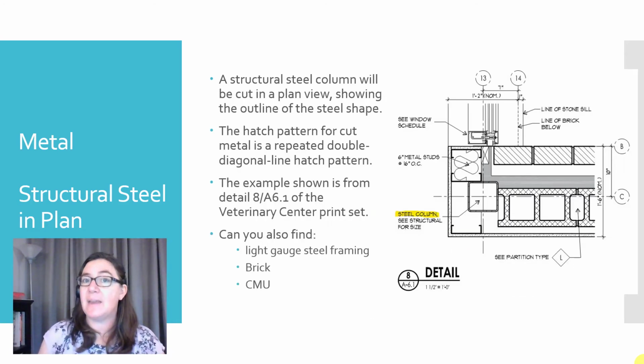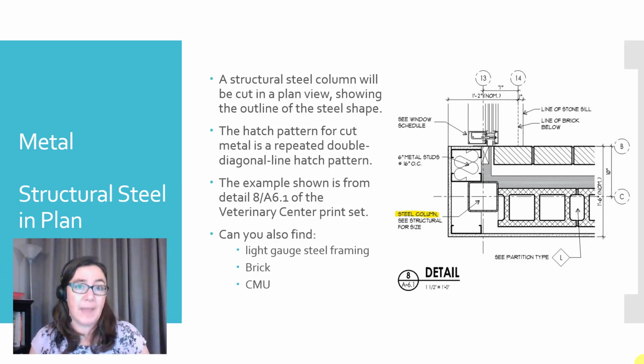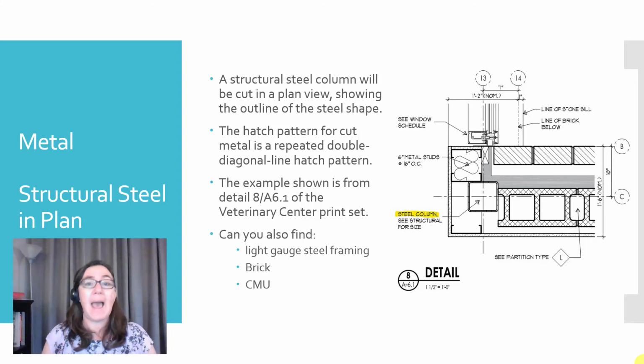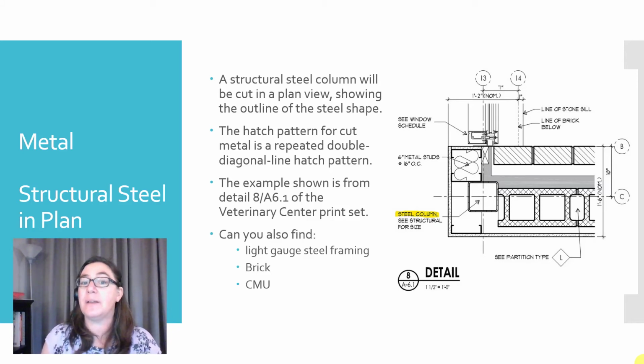Now, remembering that a plan view is a horizontal cut and then looking down, sometimes you'll see structural steel columns cut in plan views. And what you're going to see is the outline of the steel shape, and if the drawing is in a large enough scale, if you're zoomed in enough for it to use a hatch pattern, it's a repeated double diagonal line, and you'll see that in another slide. All right. This example is coming from the Veterinary Center print set. Go ahead and pause here and see if you can find in this detail the brick and the CMU, and also the light gauge steel framing.